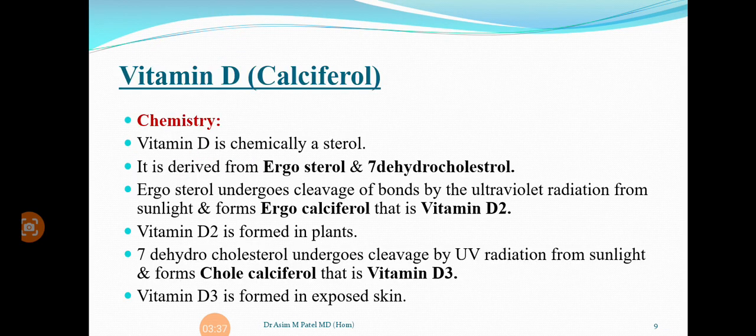The next thing is vitamin D, also known as calciferol. The chemistry of calciferol. Vitamin D is chemically a sterol. It is derived from ergosterol and 7-dehydrocholesterol. Ergosterol undergoes cleavage of bonds by the ultraviolet radiation from sunlight and forms ergocalciferol, that is vitamin D2. Vitamin D2 is formed in plants. 7-dehydrocholesterol undergoes cleavage by ultraviolet radiation from sunlight and forms cholecalciferol, that is vitamin D3. Vitamin D3 is formed in exposed skin.